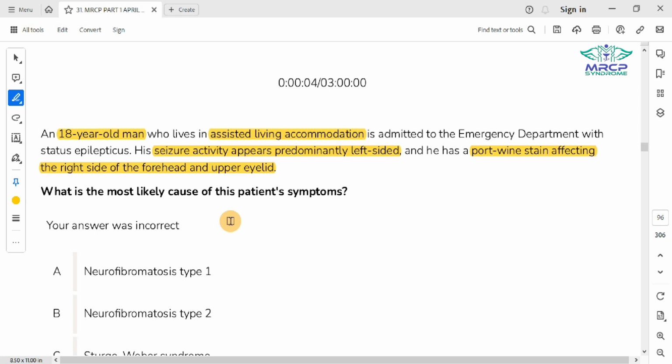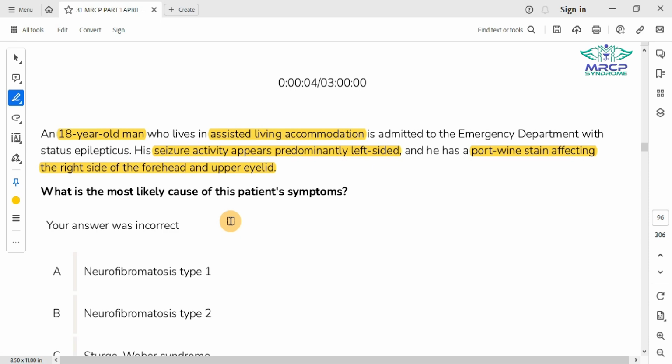An 18-year-old man who lives in assisted living accommodation is admitted to the emergency department with status epilepticus. His seizure activity appears predominantly left-sided, and he has a port wine stain affecting the right side of the forehead and the upper eyelid. What is the likely cause?